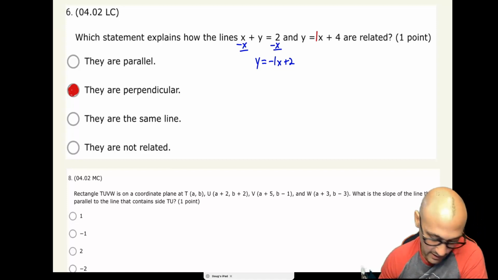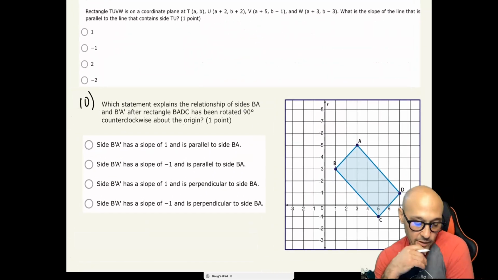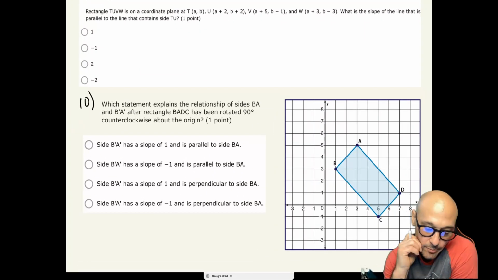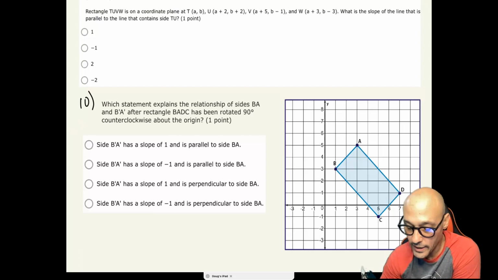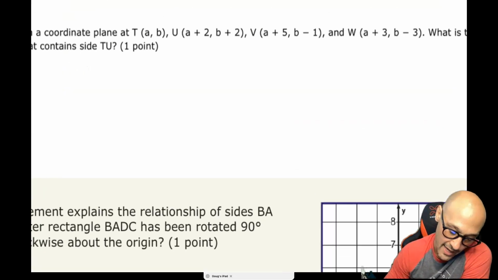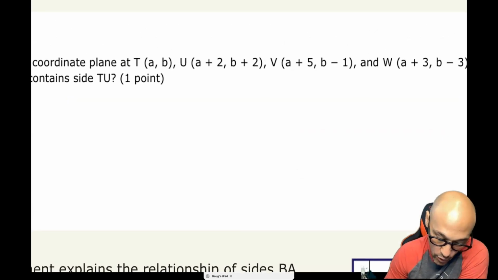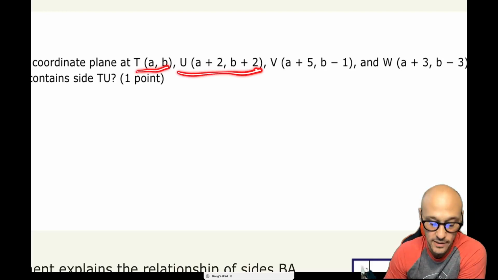Number 8, this is a super complicated problem, not even going to lie to you. Rectangle TUVW is on a coordinate plane at, and then it gives these 4 points, TUVW, and they're kind of complicated. We don't know where they are, but we know how they relate to each other. What is the slope of the line that is parallel to the line that contains TU? So basically what we're asking is, what is the slope of the line that connects those 2 points?